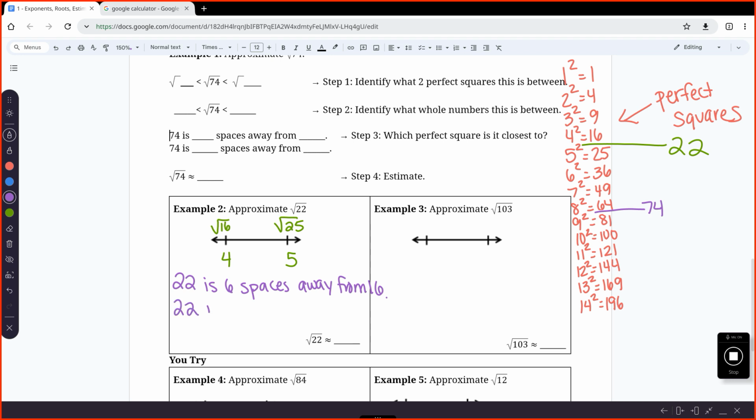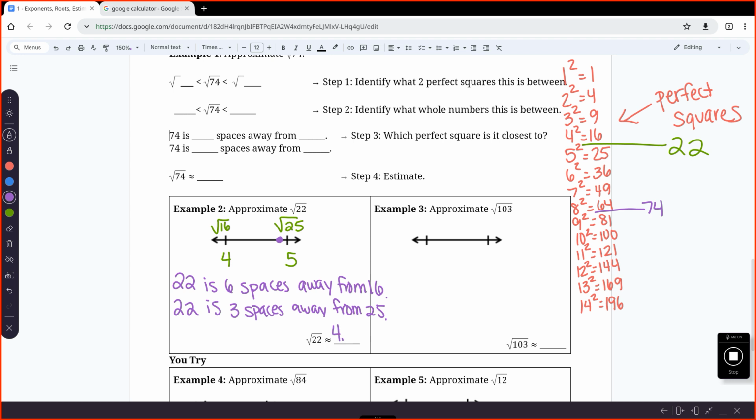And 22 is 3 spaces, not 2, 3 spaces away from 25. All right, so it's a no-brainer just looking at this. 22 is way closer to 25 than it is to 16. So our point when we plot this is going to be closer to the square root of 25, much closer. So I would say this is about 4.7.